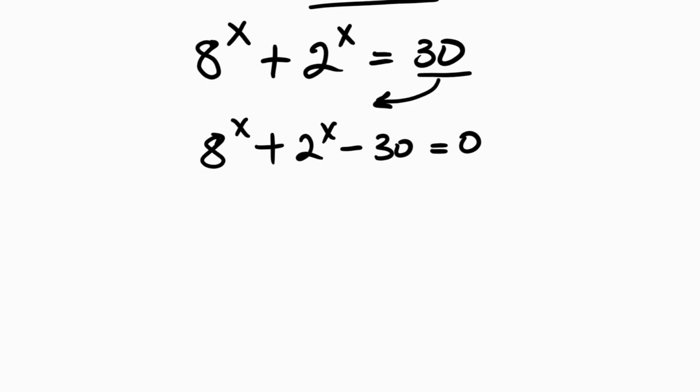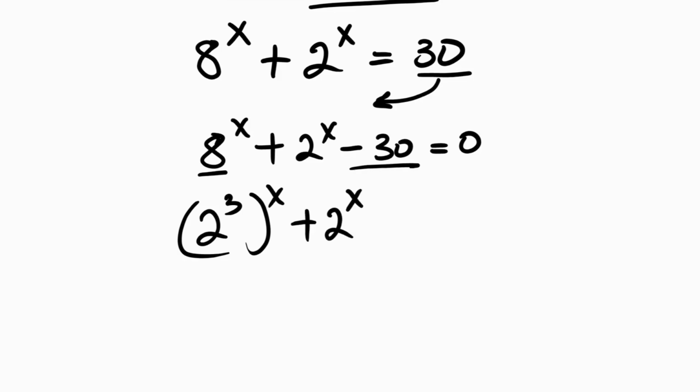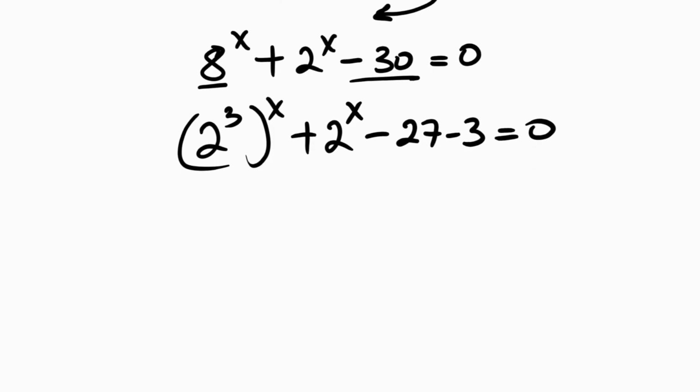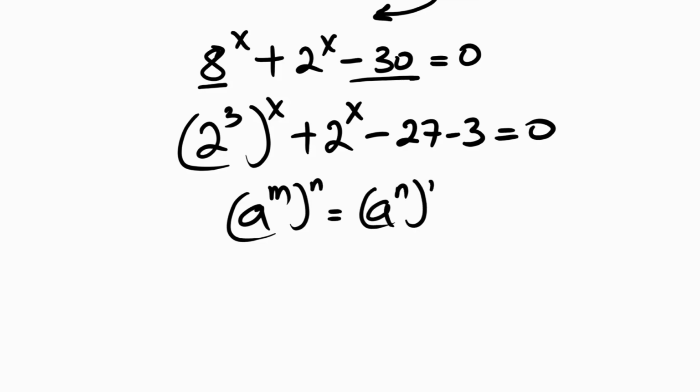Okay. Now we can rewrite 8 and we can rewrite minus 30. 8 is the same thing as 2 raised to the power 3x, plus 2^x. And 30 we can rewrite to become minus 27 and minus 3. Minus 27 minus 3 is the same thing as minus 30. Right, so now we know that a raised to the power n, raised to the power m, equals a raised to the power mn.